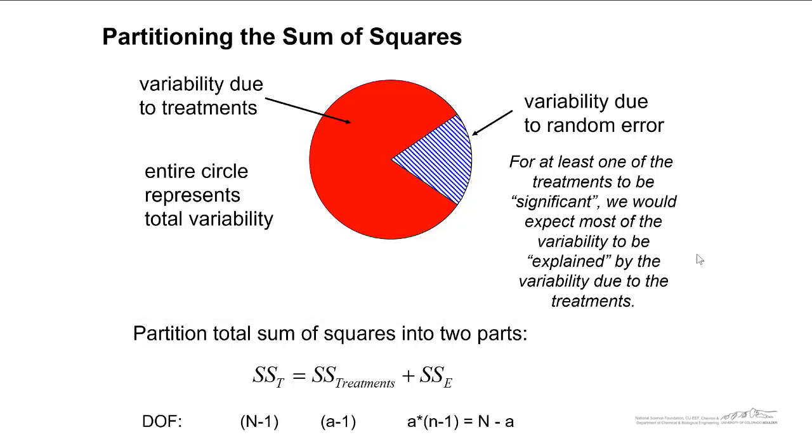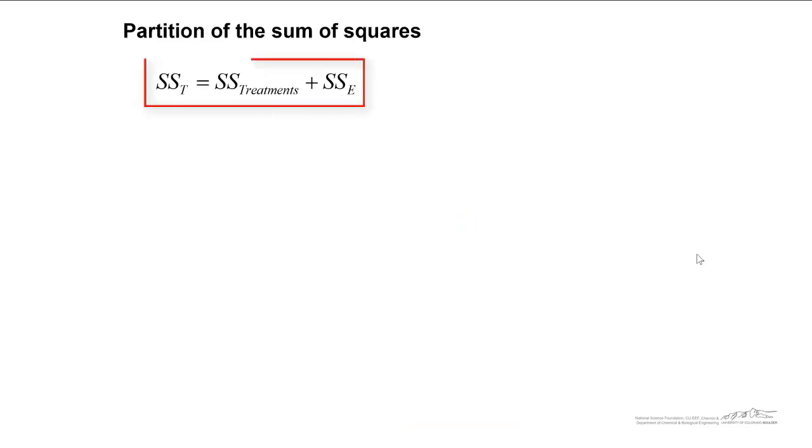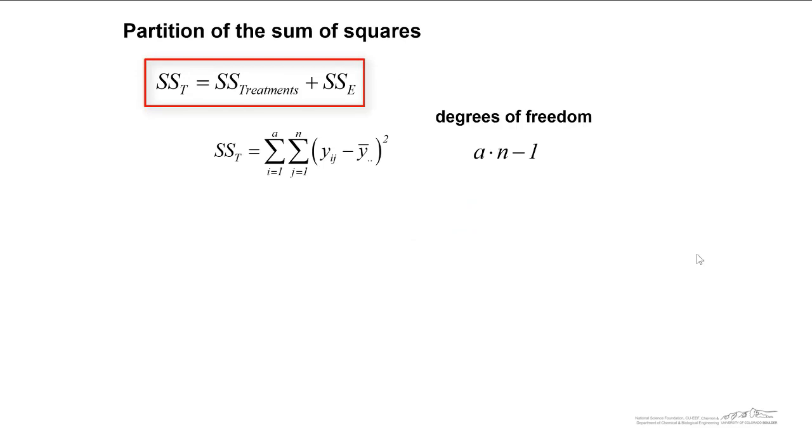Recall from when we did ANOVA in regression, these sums of squares have different degrees of freedom, and so we kind of have to normalize by degrees of freedom. SST has capital N minus 1 degrees of freedom. The treatment sum of squares has a minus 1 degrees of freedom, and SSE has capital N minus a degrees of freedom. So SST equals SS treatments plus SSE.